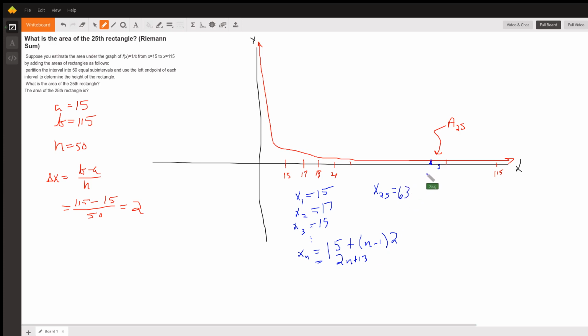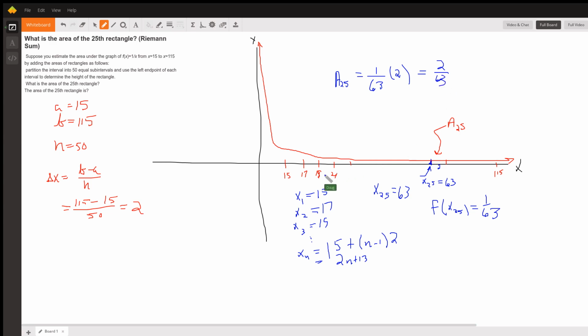So this value right here, x sub 25, is 63. And if we take that number and plug it into the function, f of x sub 25 equals 1 over 63. So a sub 25 is the height of the rectangle, 1/63rd, times the width of the rectangle, which is 2. So the area of the 25th rectangle is 2/63.